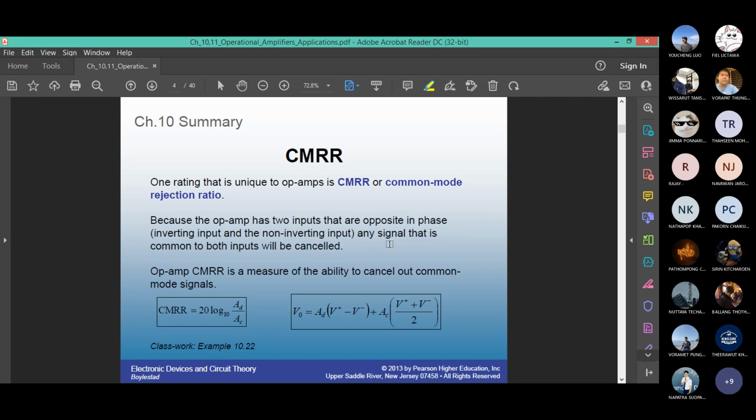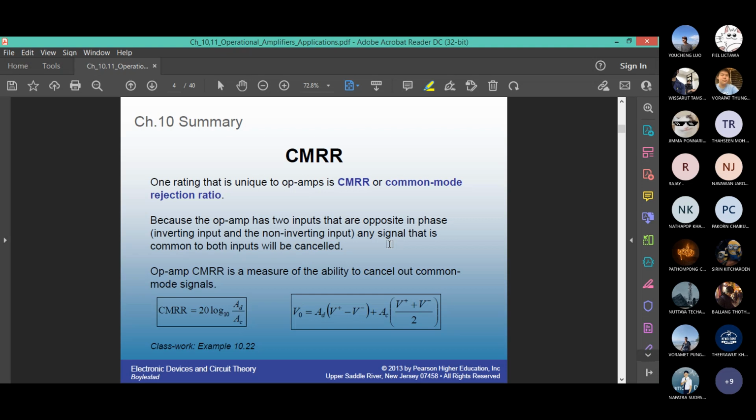AD times VD, that's differential voltage, plus AC times VC, common mode. Common mode voltage is the plus pin voltage plus the minus pin voltage divided by 2. If both values are the same, 2 and minus 2, you will actually get 0 VC. 2 plus minus 2, yes, 0. Or you can say 0.5 and then negative 0.5. If you use a negative 1, you'll get 0.